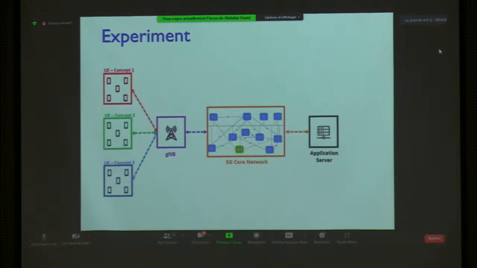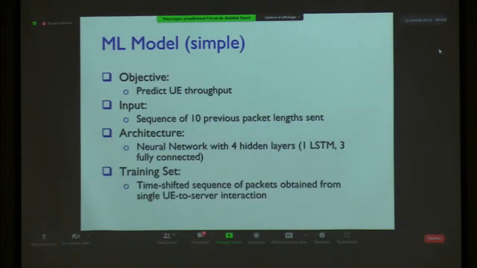This is again the experiment itself. So we have those three concepts. All those requests go through the gNodeB to the 5G core functions, where they go through various network functions through the control plane or the data plane. All data are collected through the NWDAF. In the NWDAF, we have those machine learning models, and then we get the insights about the data collected. Then the request goes to the application server, and the application server replies by sending the image. The simple machine learning model in this case is just to predict the UE throughput.